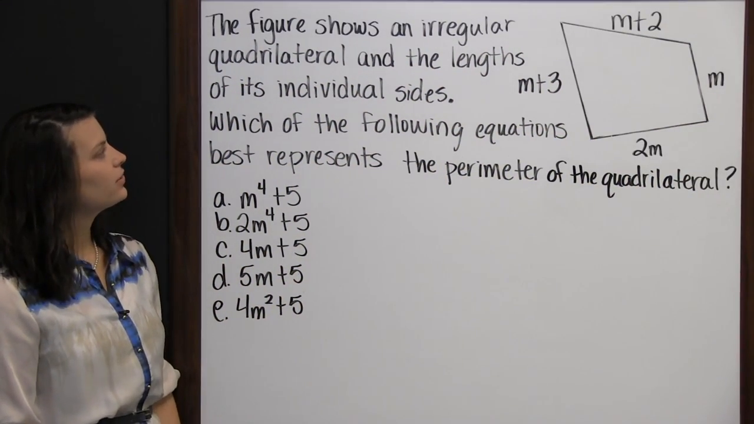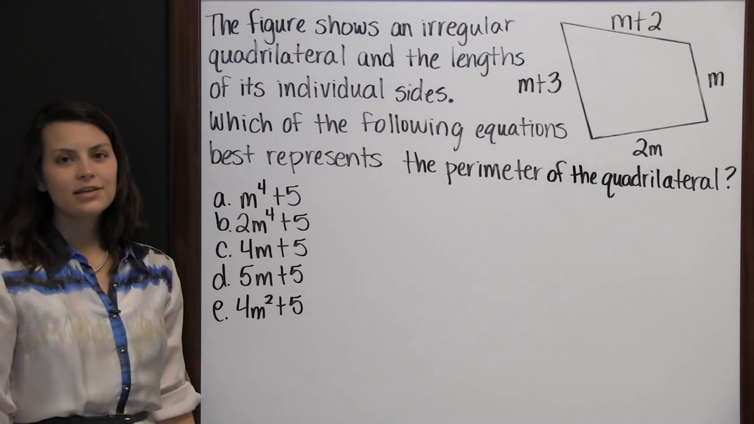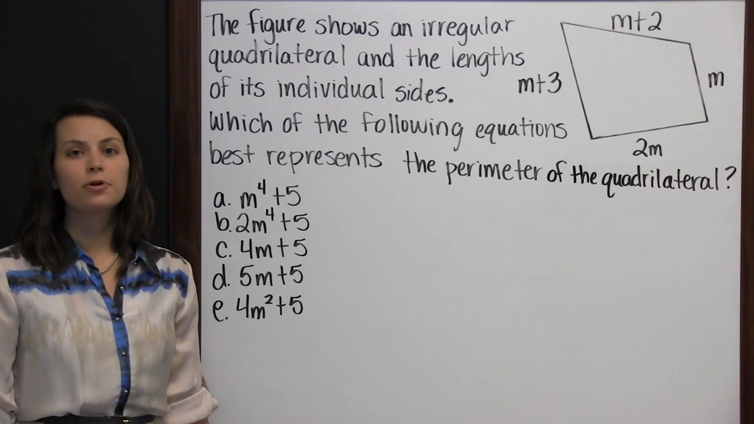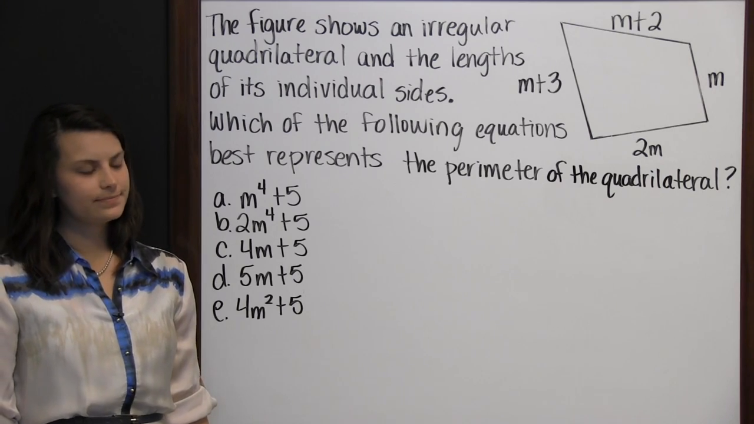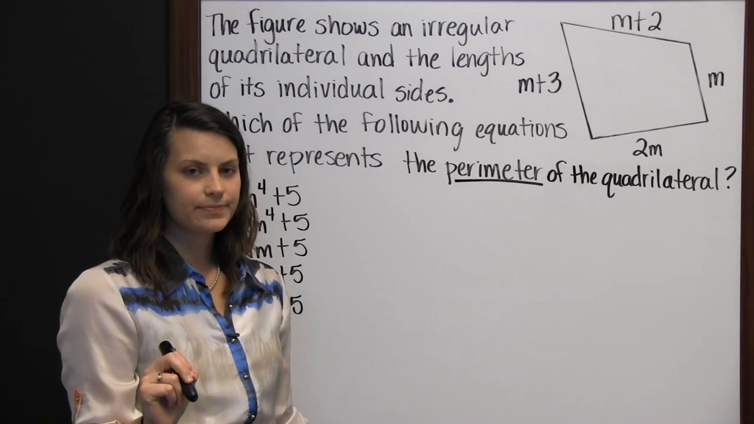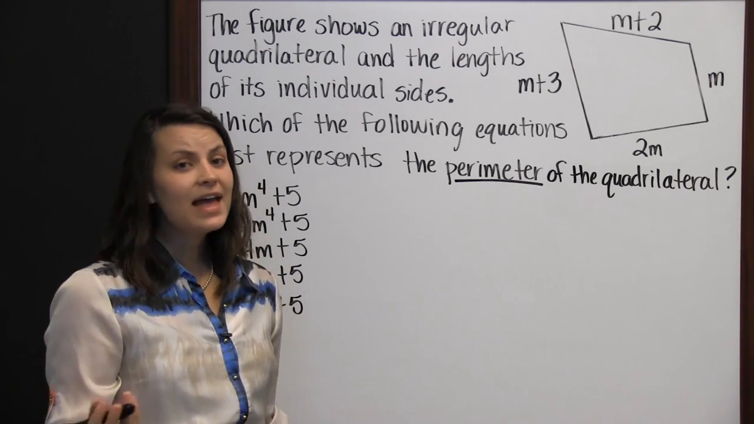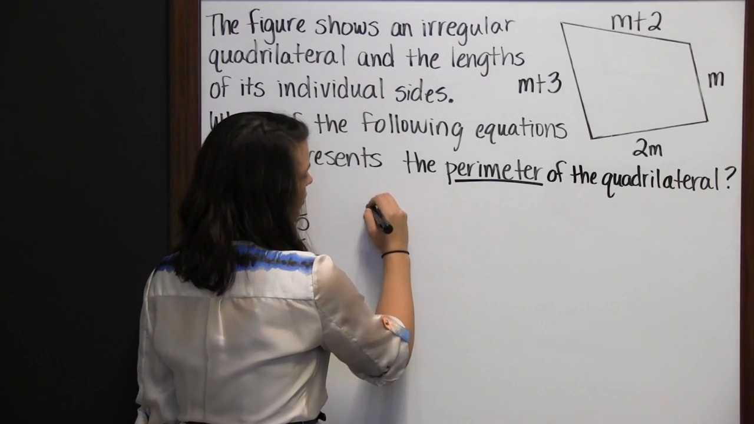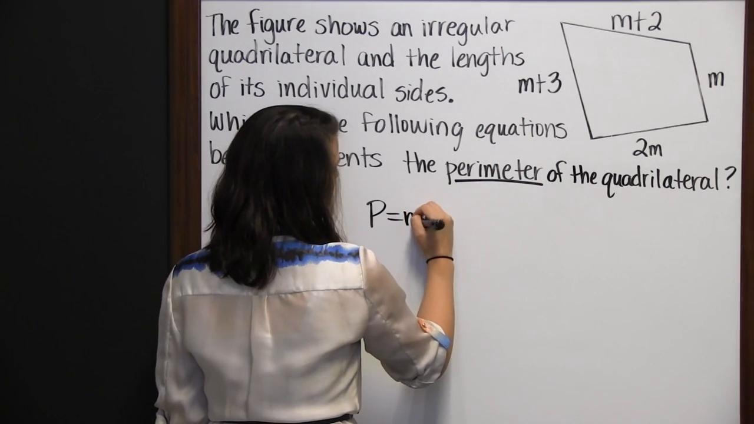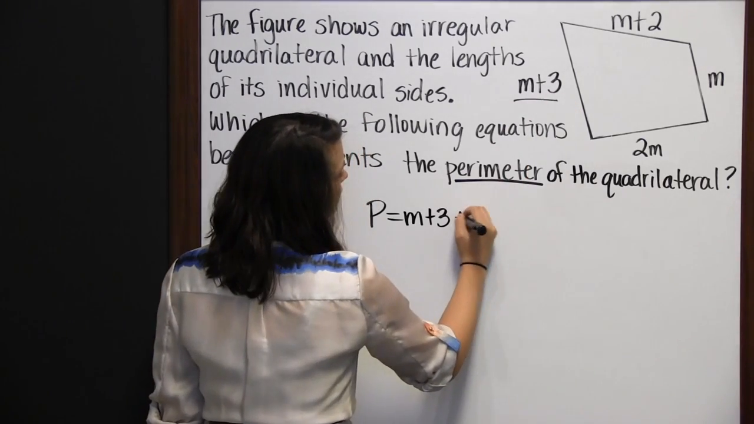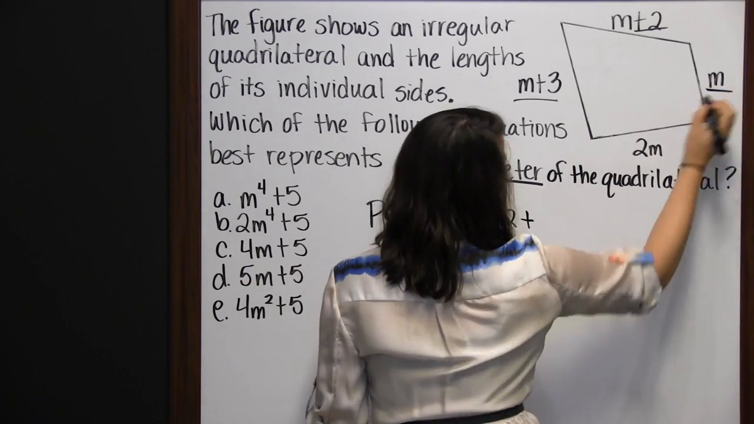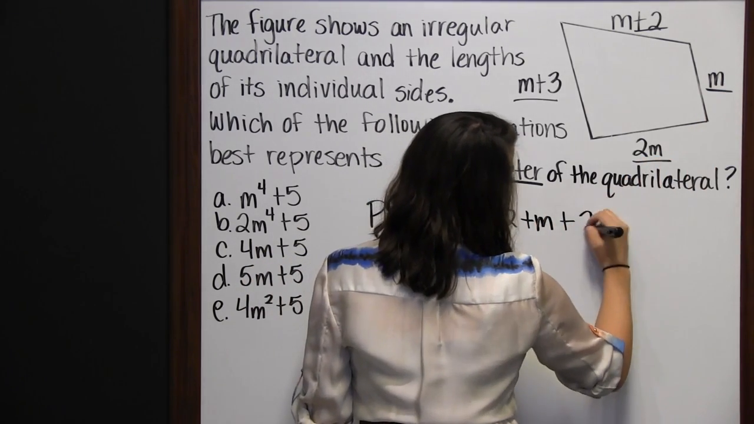The figure shows an irregular quadrilateral and the lengths of its individual sides. Which of the following equations best represents the perimeter of the quadrilateral? The perimeter is the distance around a figure. To find the perimeter of any shape, you can simply add all of the sides. So the perimeter is M plus 3 plus M plus 2 plus M plus 2M.